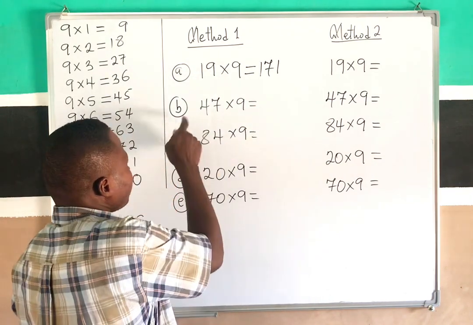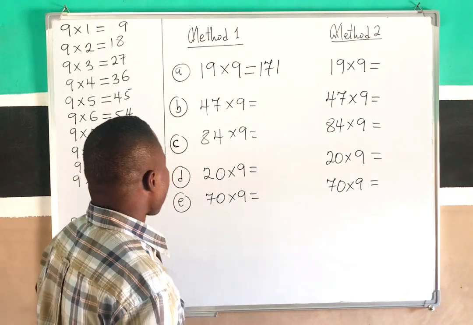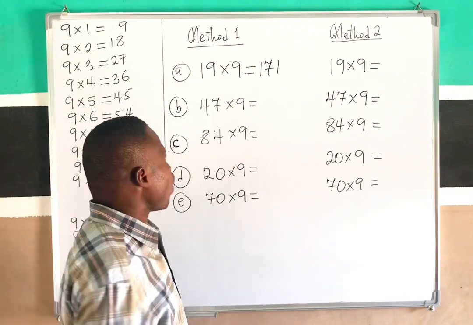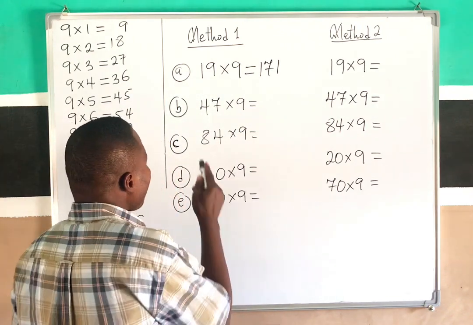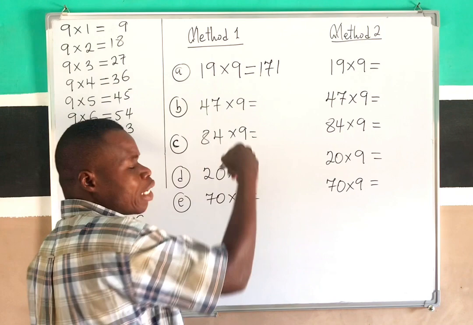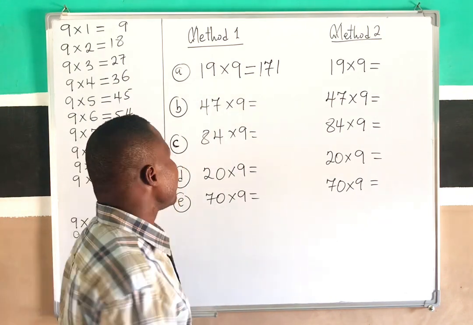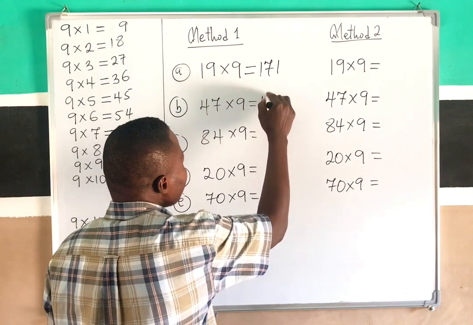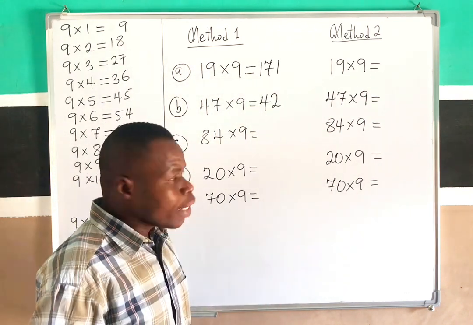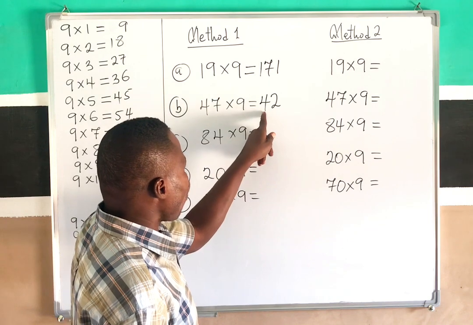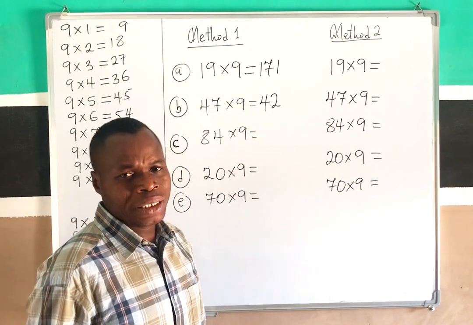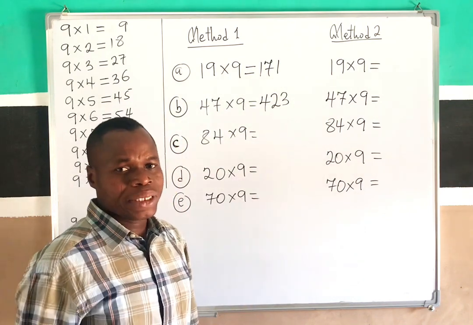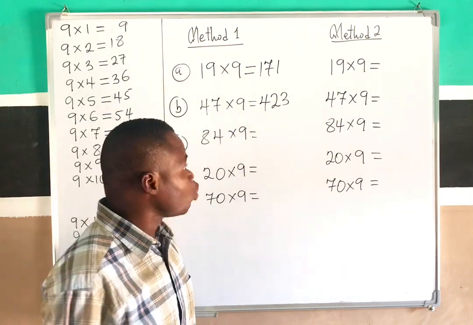Now, let's move to the second example. I have 47 times 9, and you can see the last digit is 7, it's not 0, so I'm going to use the same procedure. I check the first digit, which is 4. The number that comes after 4 is 5, meaning I will subtract 5 from the whole of this number. 47 minus 5 will give me 42. Then I will add these digits. 4 plus 2 is 6. So what do I add to 6 to get 9? That would be 3. Meaning 47 times 9 is 423.